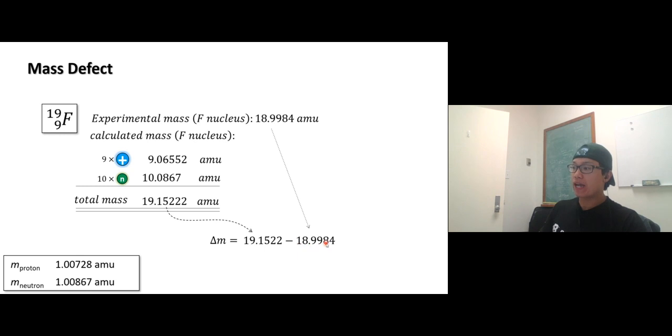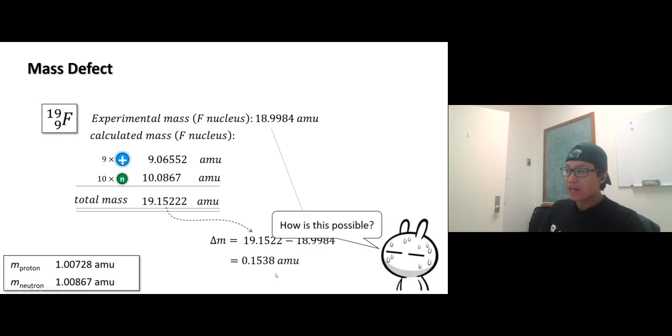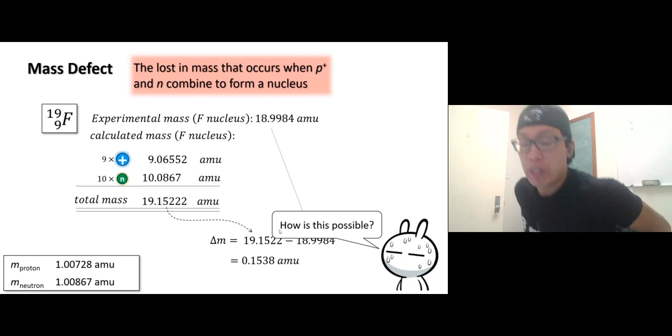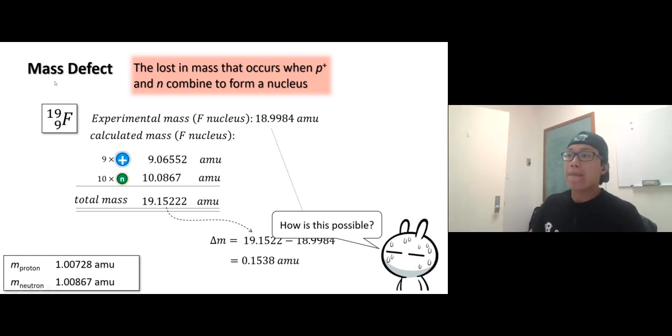19.15222 minus 18.9984 equals that number. What's going on here? When protons and neutrons come together to form a nucleus, mass is gone. The loss in mass that occurs when protons and neutrons combine is called mass defect. Okay, that's mass defect.